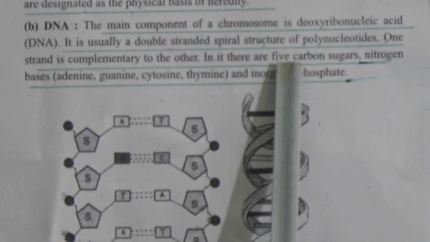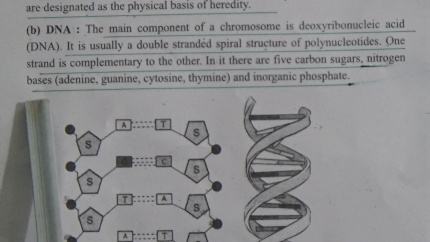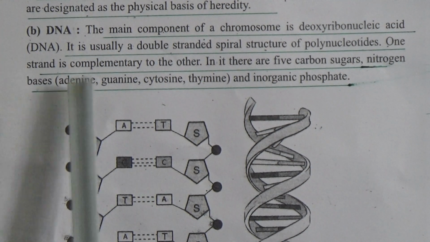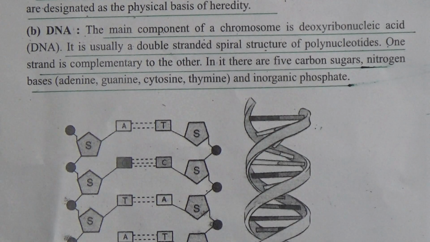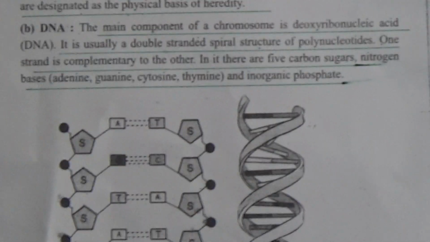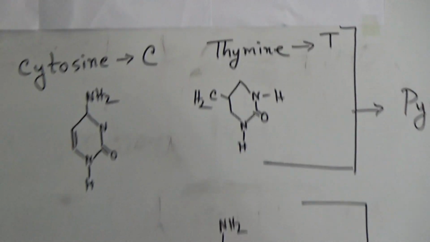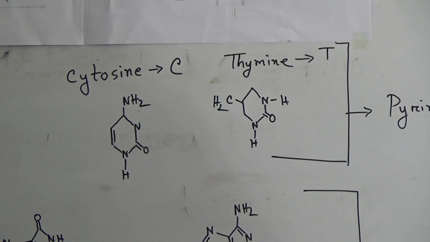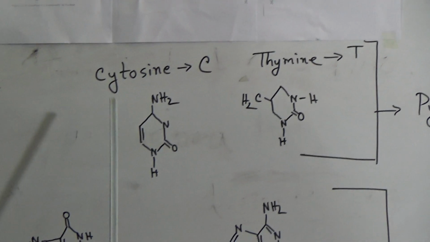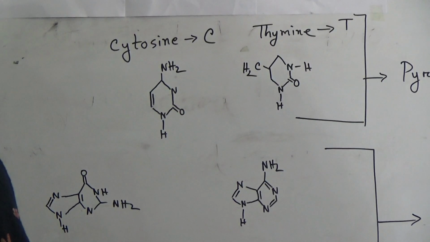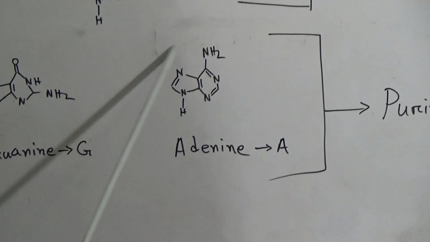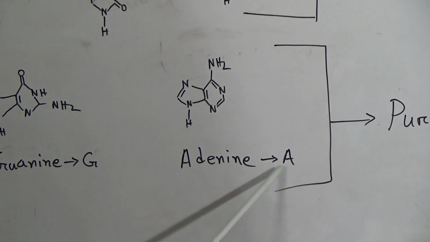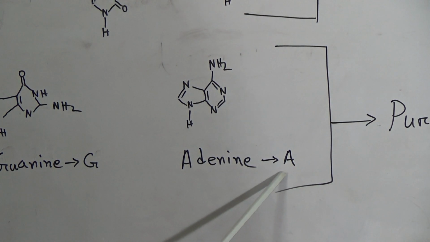In it there are 5 carbon sugar, nitrogen bases: adenine, guanine, cytosine, thymine, and inorganic phosphate. Students, look here, I have drawn the nitrogen bases present in DNA, and they are adenine, guanine, cytosine, thymine. Look here, adenine structure is like this. This is adenine. Shortly we can write capital A.